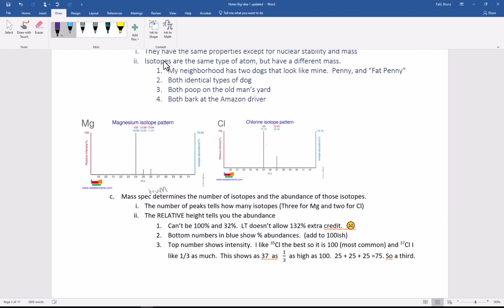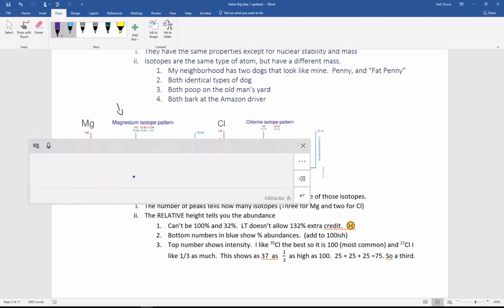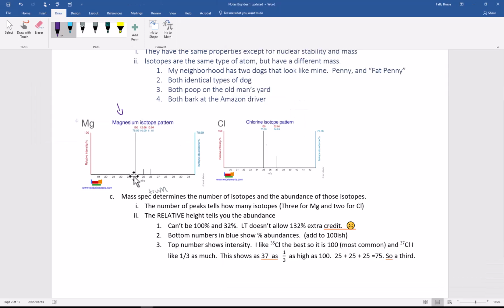All right. Mass spectrum determines the number of isotopes and the abundance of those isotopes. The number of peaks tell you how many isotopes there are. So here I'm looking at magnesium, right? So magnesium has 1, 2, 3 isotopes, right? And chlorine only has 2 isotopes. The relative height tells you the abundance. So when you look at the relative height, there can't be 100% and 32, right? So that would add up to 132. So some of them, when they do relative height, it would be like 66 and 32, right? So it doesn't allow 132%.